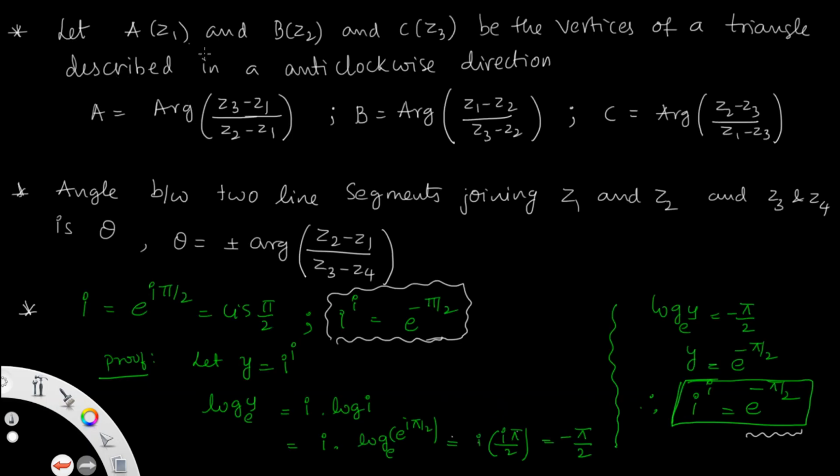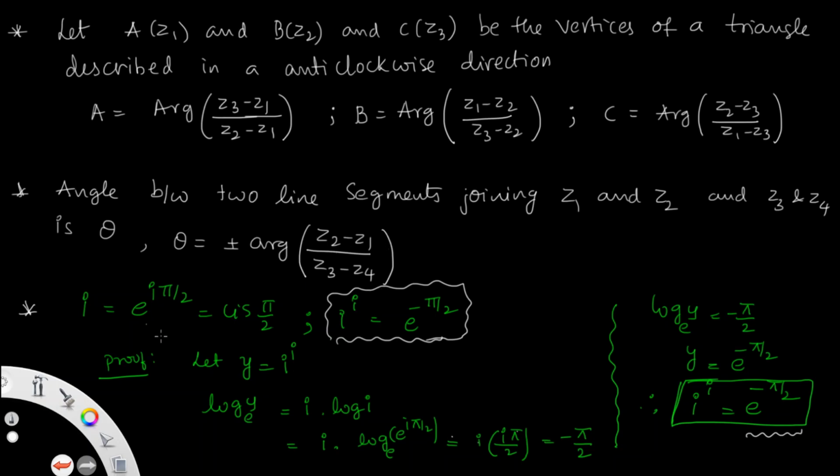If we let A of Z1, B of Z2, C of Z3 be the vertices of a triangle described in the anti-clockwise direction, then you get the vertex by this formula, this by B and this by C. And the angle between the two segments joining Z1 and Z2, and Z3 and Z4 is theta. So then theta equal to plus or minus argument of (Z2 minus Z1) by (Z3 minus Z4).